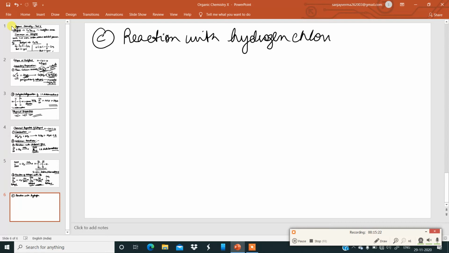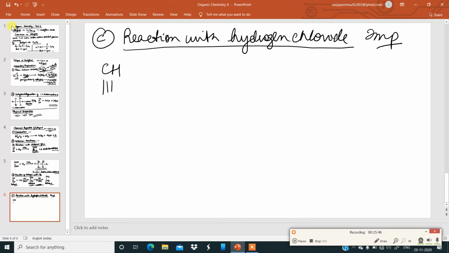Hydrogen chloride. Reaction with hydrogen chloride over here. Remember, ethyne reacts with an aqueous solution of hydrogen chloride called hydrochloric acid. Okay, that is hydrochloric acid. So this reaction is important. Try to make a note of that. Now, why it's important, I'll let you know in a couple of minutes.